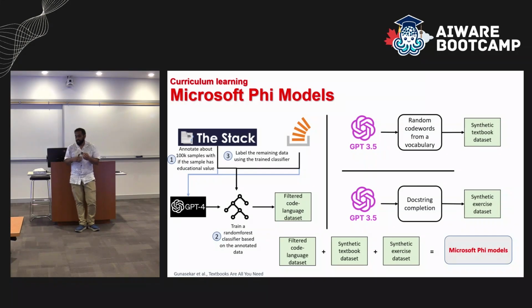And now this random forest classifier's task was to see if the data is a good educational example.